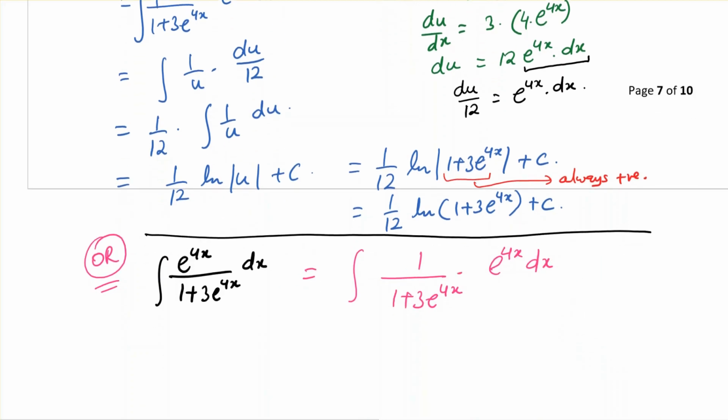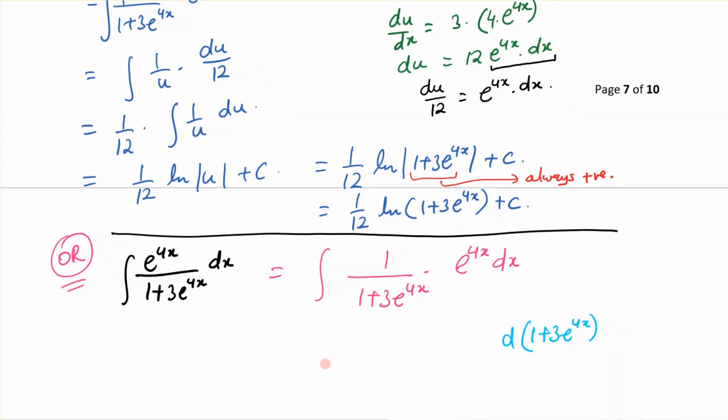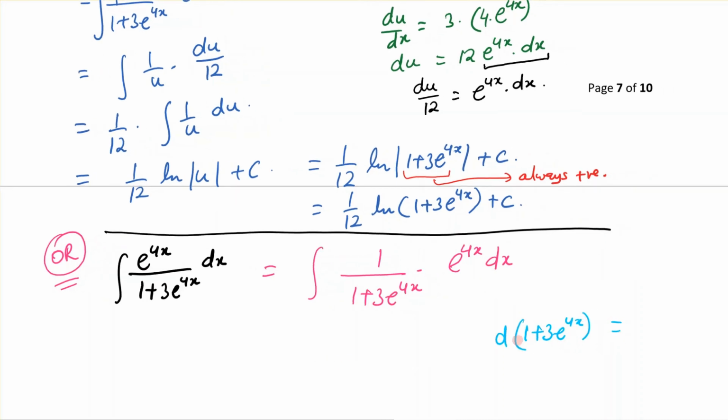My expression in the denominator is 1 plus 3 e raised to power 4x, and if I have to take the differential of this expression, the differential of 1 is 0, and the differential of 3 e raised to power 4x would be e raised to power 4x times 4, which is 12 e raised to power 4x. So to make the differential of this expression, I need to have a 12 here, so I'll multiply by 12 and divide by 12.